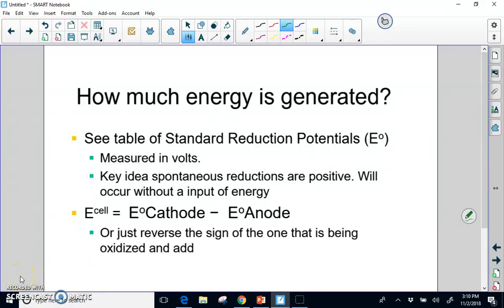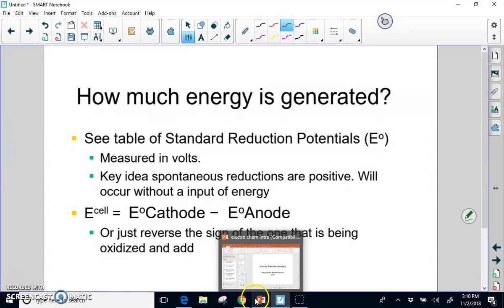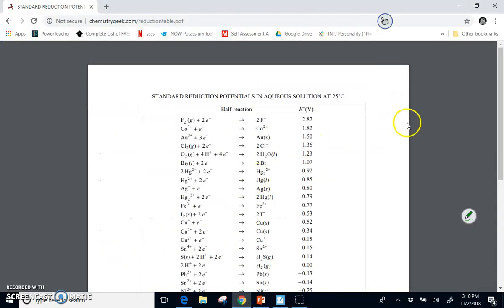So now we're at the point where we're going to see how much energy can be generated by these electrochemical cells. On the back of your notes, there's a paper that you can rip off, which is a table of standard reduction potentials. So if you go all the way to the back of this packet, you'll see something that looks like this.